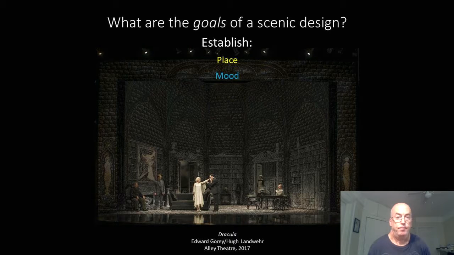So clearly, when you're designing scenery for a play, the fundamental things you want to do are establish a sense of place. Where are we? Where are these characters? And what kind of mood do you want to create for the audience? For instance, if you're producing Dracula, it's a pretty scary play, all right? So you want a lot of mood and atmosphere. I think this photograph here pretty clearly shows the audience where they are and how they should be feeling.